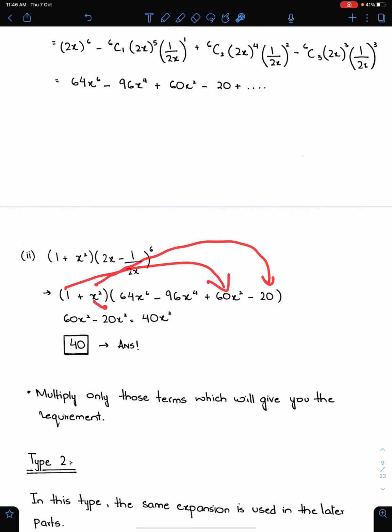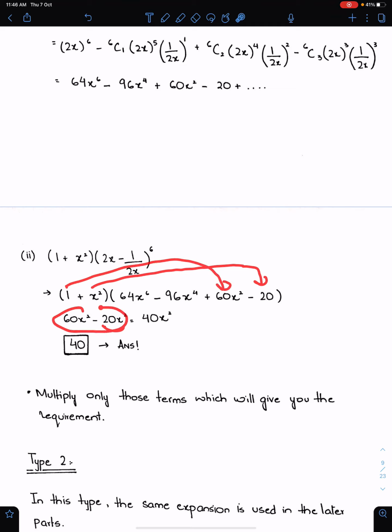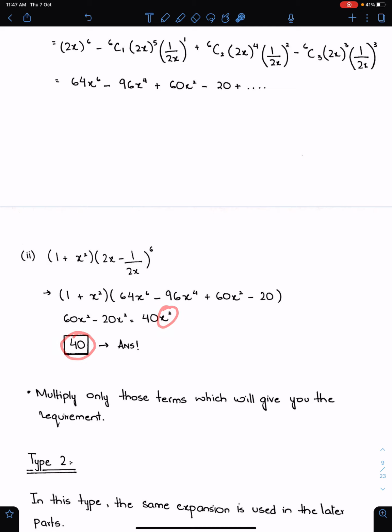You don't need to multiply this with this or this with this. So when you multiply x square with this, you will get minus 20x square. When you multiply 1 with this, you will get 60x square. You just need to subtract these two, 40x square, and the answer is 40. Make sure you give your answer without x square, because coefficient is required. This 40 is the coefficient of x square.